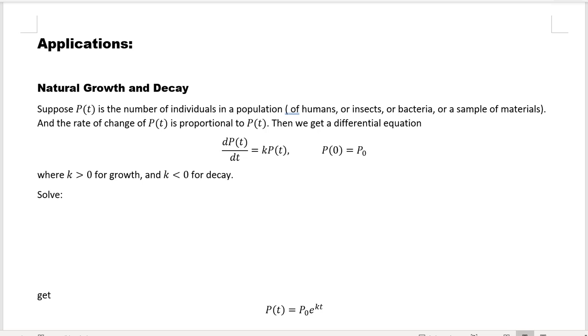Hi everyone! Last time we talked about how to solve separable differential equations. So today let's talk about some applications. The first application: natural growth and decay.